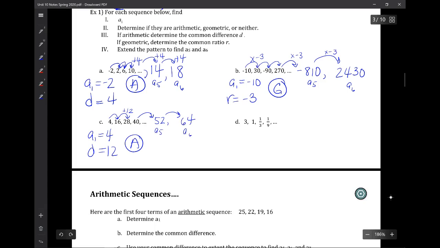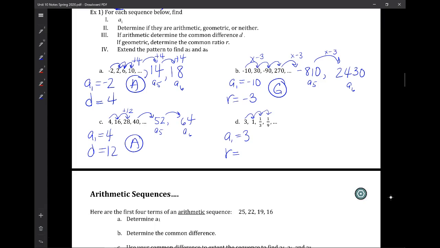Last but not least, A1 is always the value of the first term of the sequence. How do I get from 3 to 1, 1 to a third, and 1/3 to 1/9? So notice it's decaying. If it is decaying but not by subtraction, then it must be a common ratio of some type of fraction. So how do I get from 3 to 1 and 1 to 1/3?